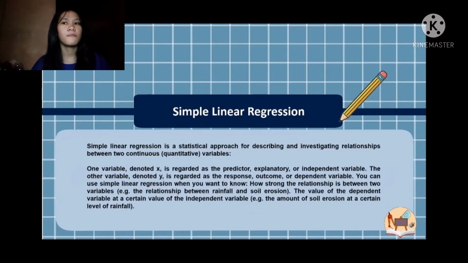You can use simple linear regression when you want to know how strong the relationship is between two variables, for example, the relationship between rainfall and soil erosion. The next is the value of the dependent variable at a certain value of the independent variable. An example of this is the amount of soil erosion at a certain level of rainfall.